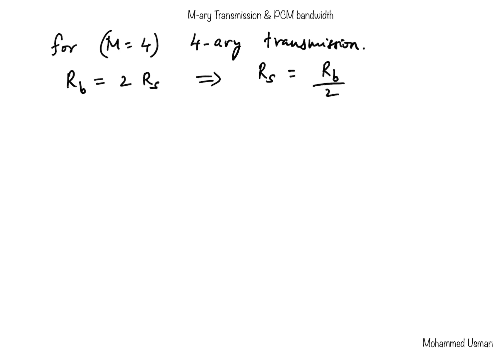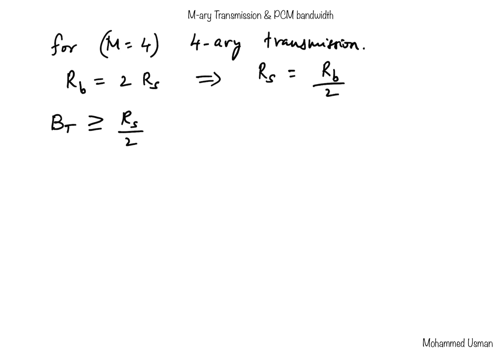RB by 2. So the symbol rate is half the bit rate for M equal to 4, and you should always remember that the symbol rate is always going to be less than or equal to the bit rate. The symbol rate will never be more than the bit rate; that is illogical. So for M equal to 4, we have this relationship between RS and RB. Using that, we are now going to write the transmission bandwidth BT, which should be at least RS by 2.